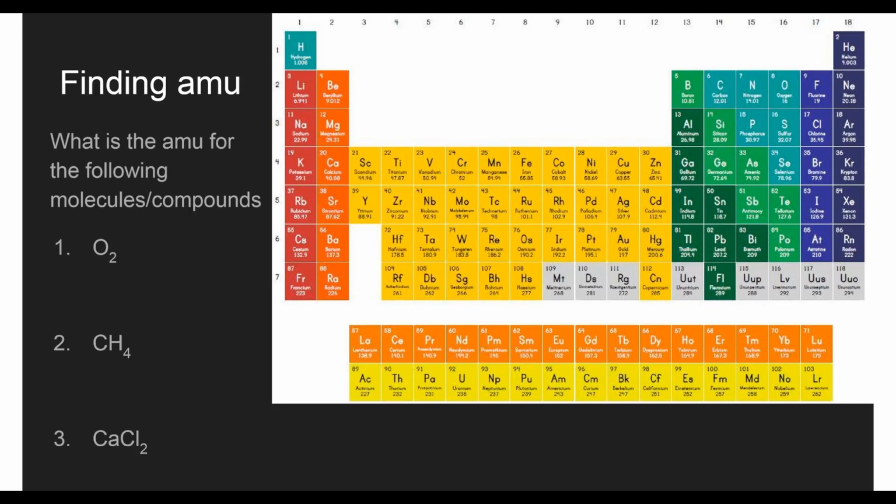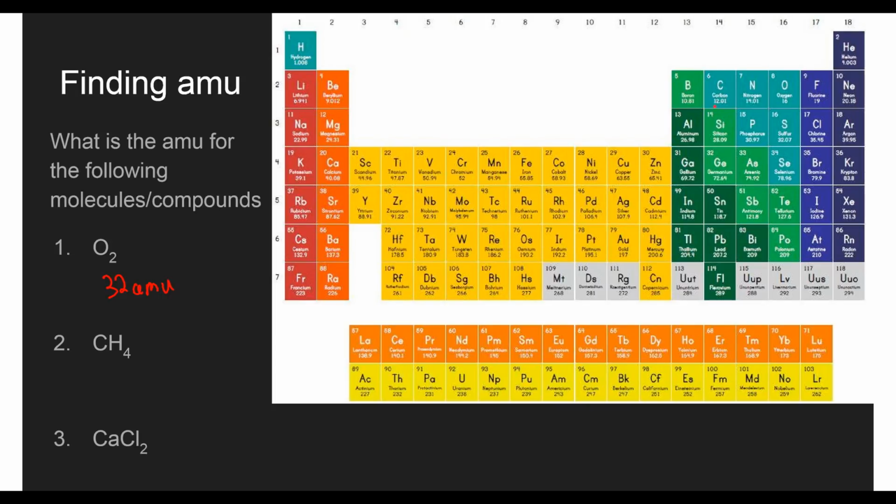So our first question: we have to find the AMU for these compounds. The first one is oxygen, and it's got two of them because we have this subscript. We look at our periodic table, and the atomic mass of one oxygen is 16. Now we have two of them, so it's 2 times 16, or 16 plus 16, and we end up with 32 AMU.